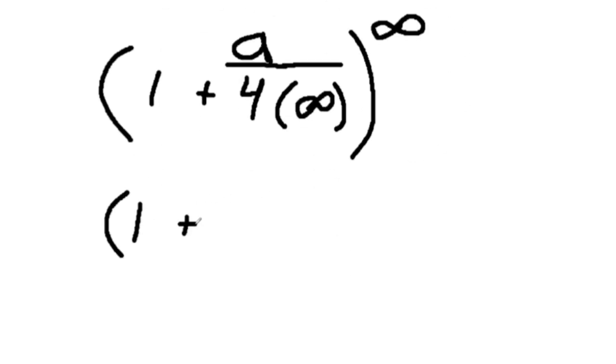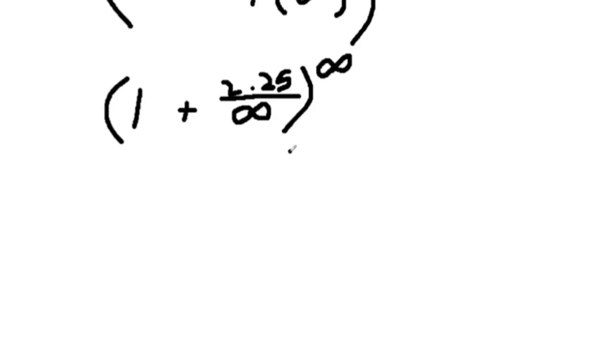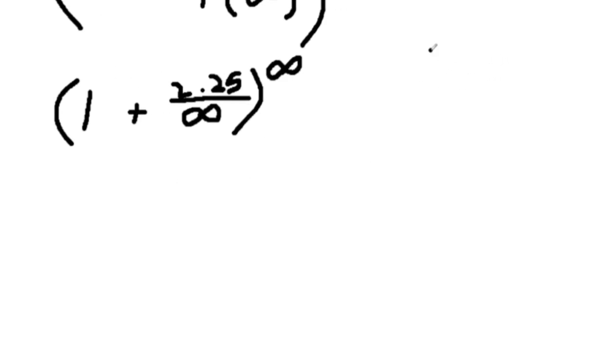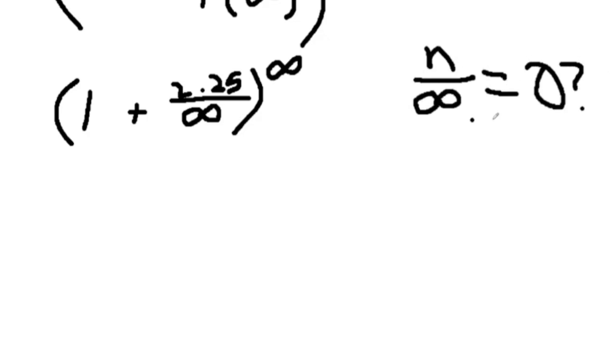1 plus 2.25 over infinity to the power of infinity. Now here, what some people might think is they see n over infinity. Isn't that just 0? Wrong, it's not 0. It approaches 0, but it isn't 0.